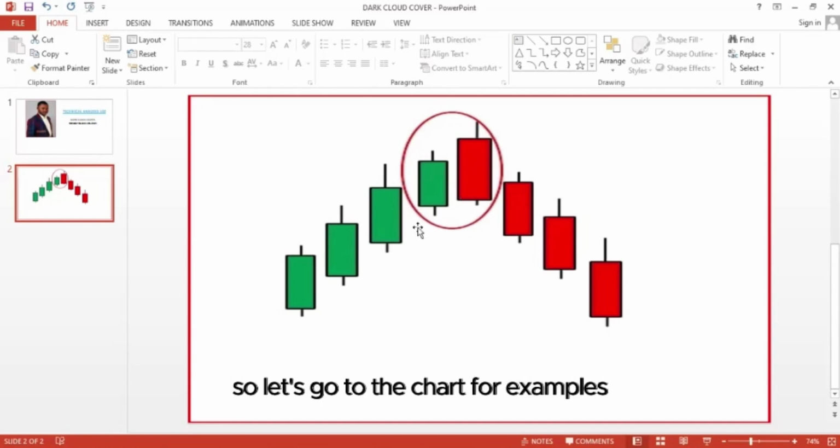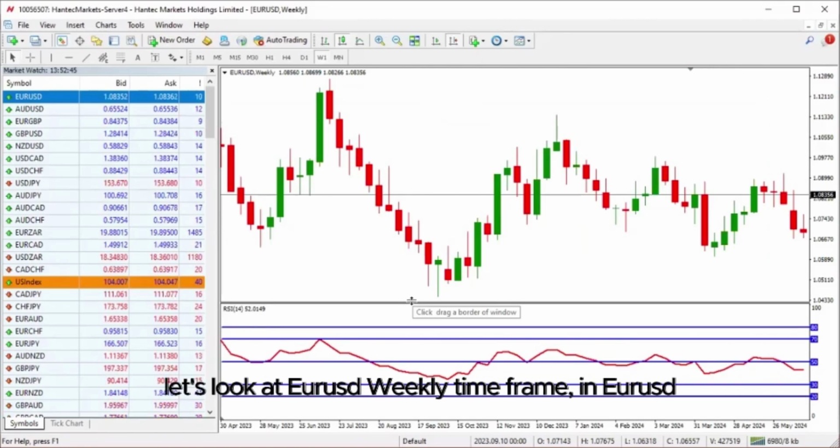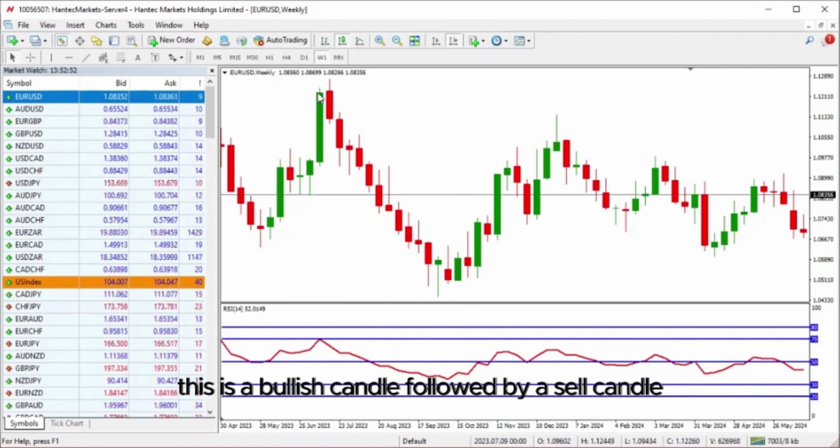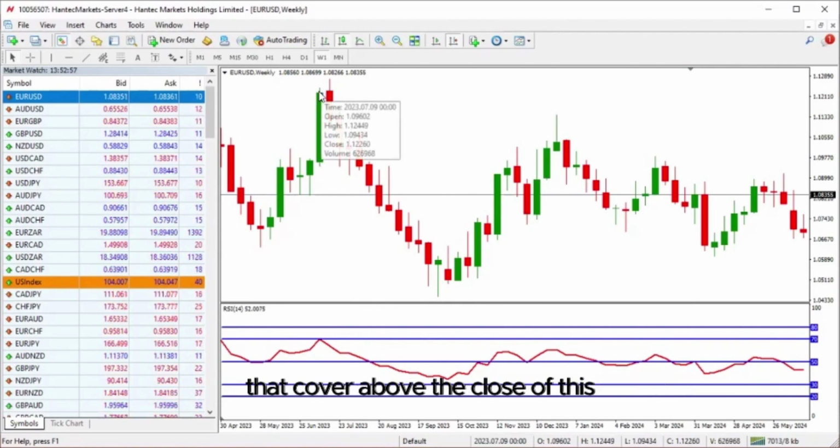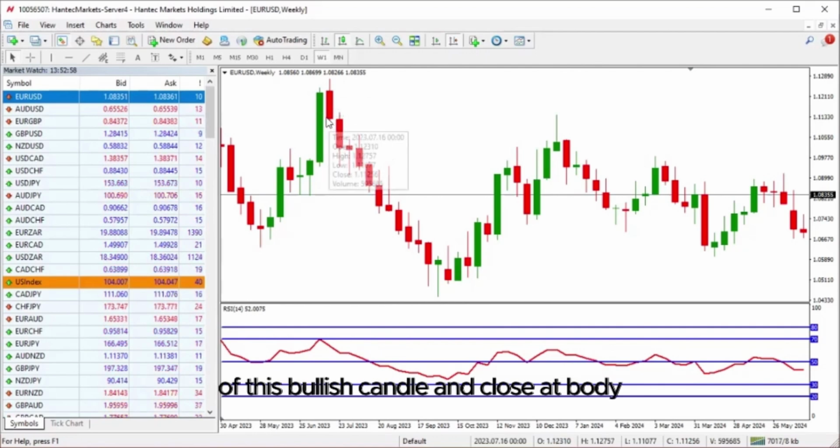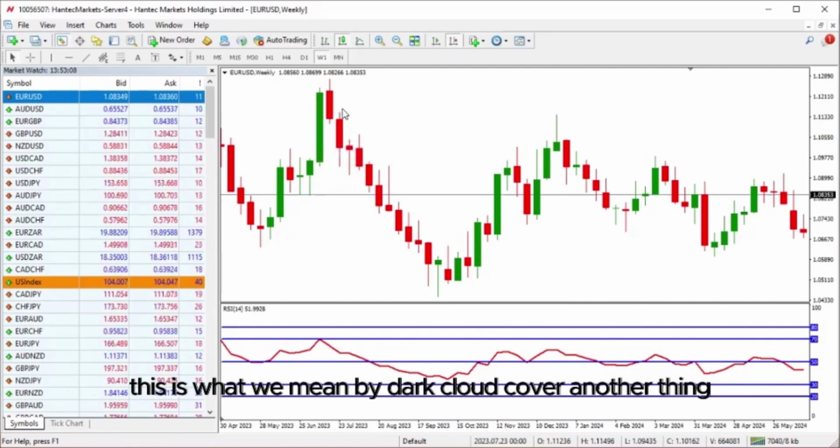So let's go to the chart for examples. Let's look at Euro USD weekly time frame. In Euro USD, there is a dark cloud cover spotted at this zone. This is a bullish candle followed by a sell candle that gaps far above the close of this bullish candle and closes at the body. This is a dark cloud cover. The open of this candle is higher than the close of this candle. This is what we mean by dark cloud cover.